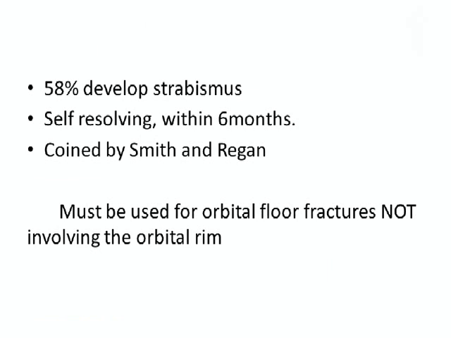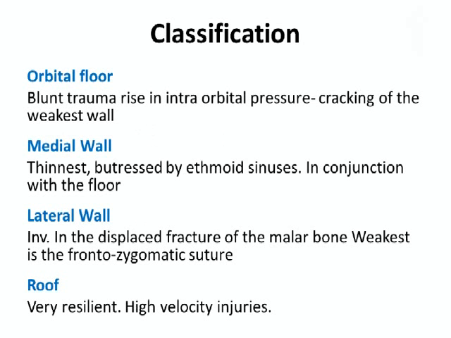This term, blowout fracture, must be used for orbital floor fractures commonly, not involving the orbital rim. But we use the term for fractures involving the medial wall also. So orbital floor fractures will be the commonest one, that is due to blunt trauma causing rise in the intraorbital pressure with cracking of the weakest wall. And medial wall fracture also will be classified as blowout fracture because it is the thinnest and buttressed by the ethmoidal sinus. This can occur in conjunction with the floor fracture. Lateral wall fracture can also occur, but roof is very resilient for fractures.